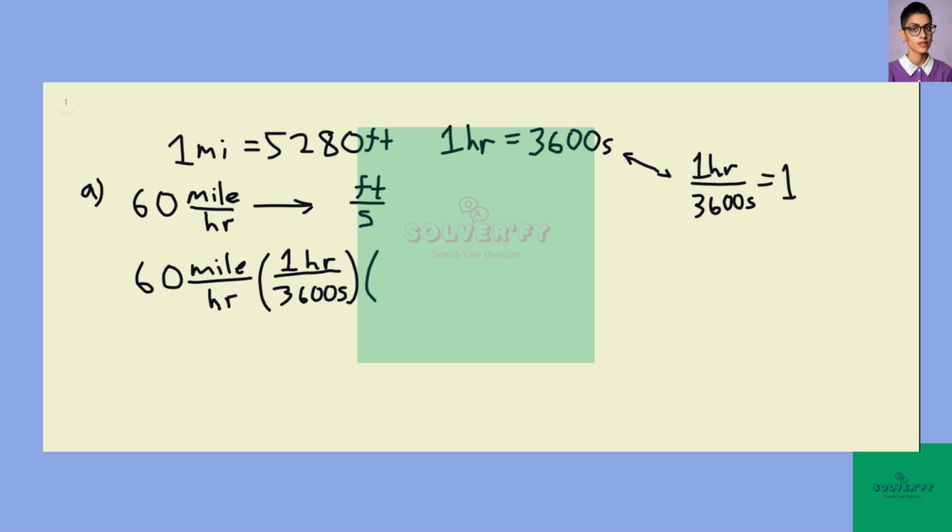And now we want to get rid of this mile quantity. So we do the same with the mile. Since mile is on top, we put mile on the bottom. So for every mile, there are 5,280 feet.